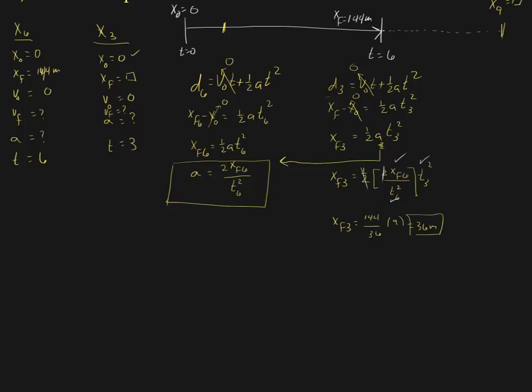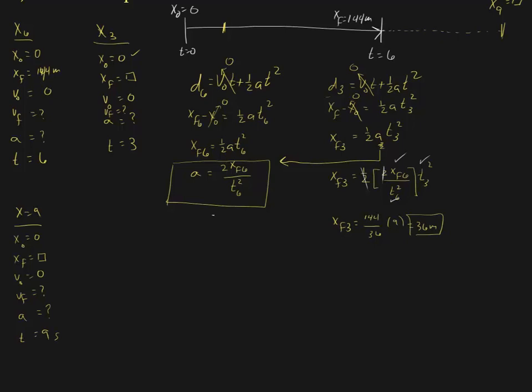Okay, so now we need to figure out what's going on at x equals 9 seconds. And at x equals 9, a lot of this information is the same. We know x initial is equal to 0. X final is what we're looking for. V initial is equal to 0. V final is an unknown quantity. The acceleration is going to be the same throughout, which is still technically an unknown quantity. And then we have time, which is 9 seconds.